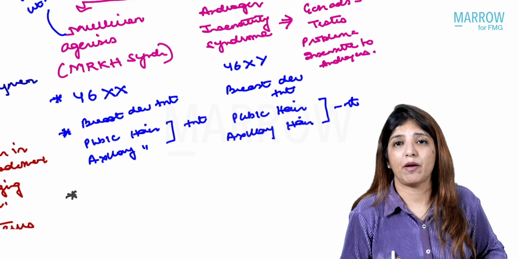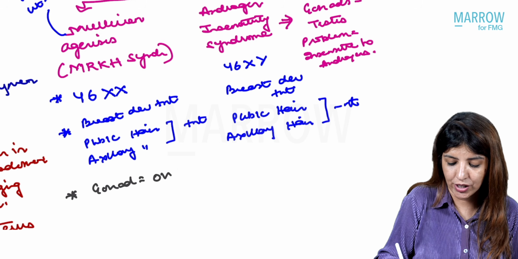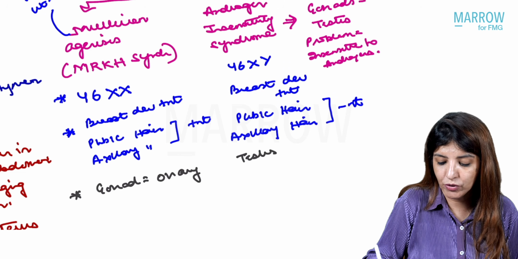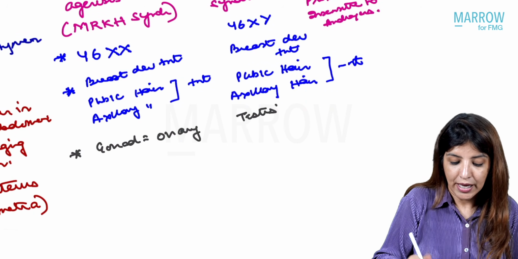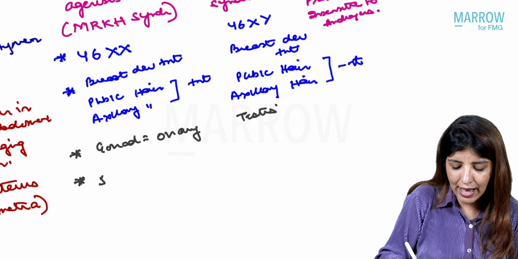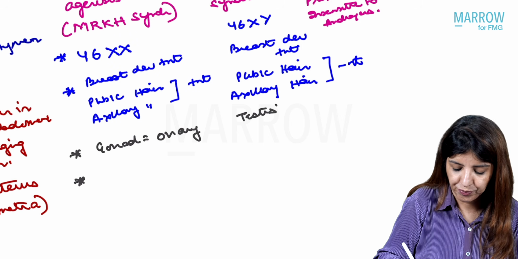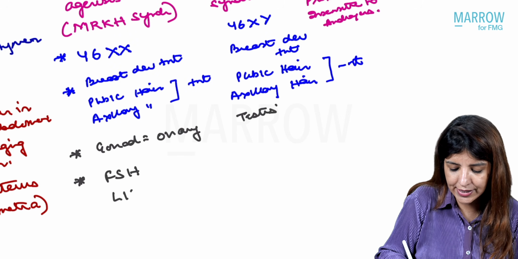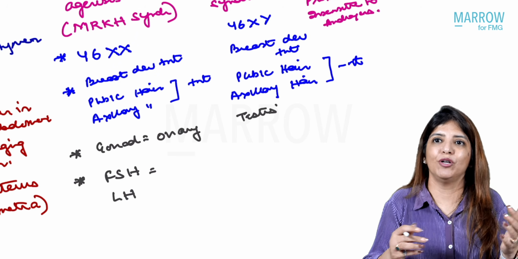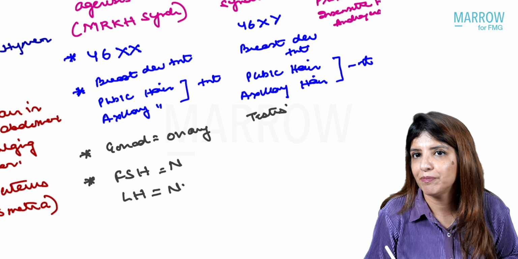Next difference between them is the gonads. In Mullerian agenesis, what is the gonad? In Mullerian agenesis, the gonad is ovary. In androgen insensitivity syndrome, the gonad is testes. Now, in case of Mullerian agenesis, what will happen to FSH and LH values? See, ovary is normal, hypothalamus is normal, pituitary is normal. So, LH will be normal, FSH will be normal, right?